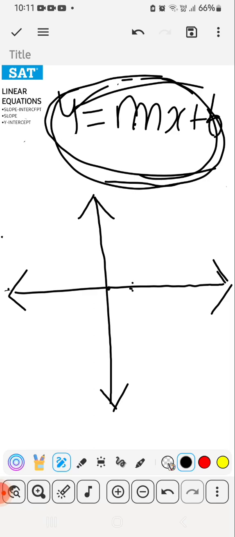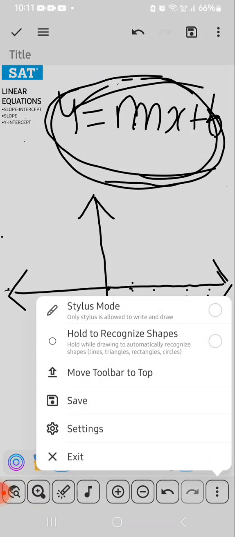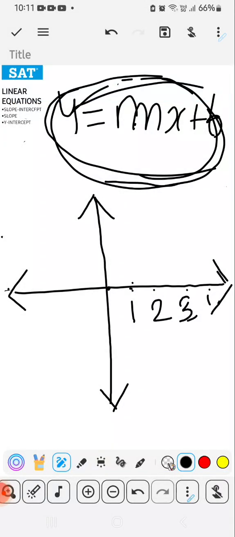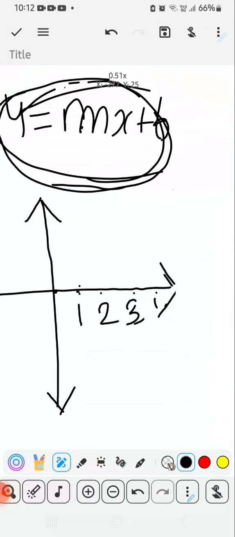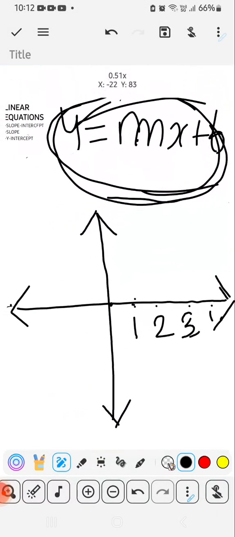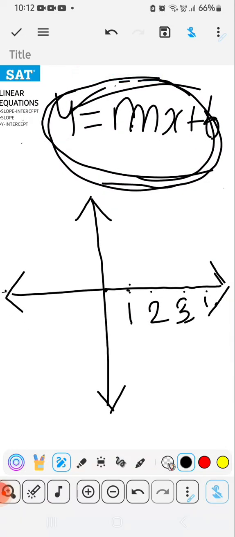So let me take your points. It would be 1, 2, 3, and 4. Let me turn on the stylish mode. Okay, let me see if we have space. No, it's full.